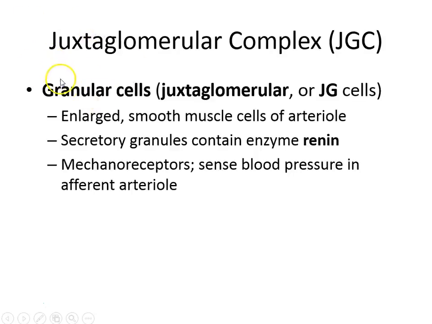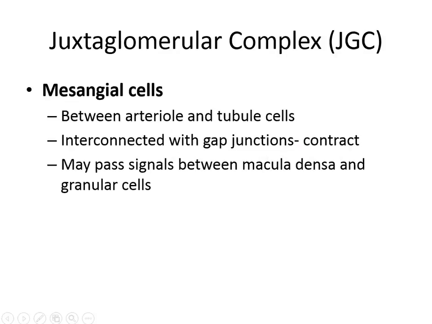In our arteriole, we've got the granular cells, and they're called granular because these have these grains on the outside with renin. They have mechanoreceptors, these receptors that when they get pushed on, when they get stretched, they send signals. They can tell about pressure. And so when our pressure is too low, they would secrete renin, which would help us bring it back up.